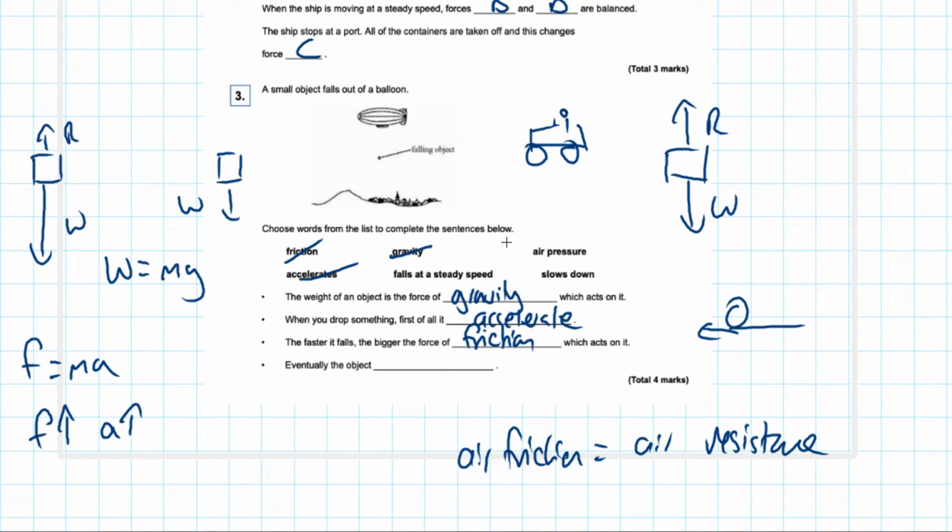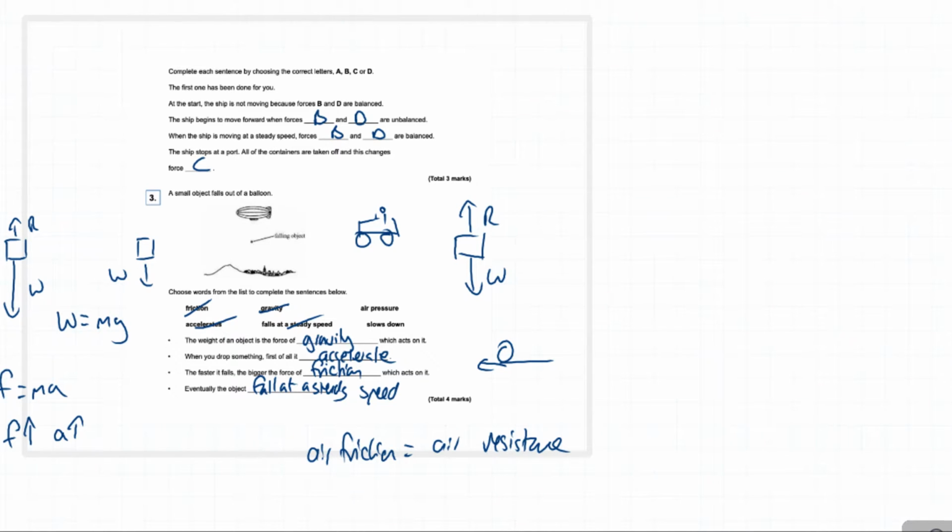So what happens eventually is that the object will then fall at a steady speed. The reason why it falls at a steady speed is because the forces are balanced. So the weight goes down and the resistance is the same. If the resistance was bigger, then it would start to slow down, but what happens is they reach a balancing point where they both are the same, so it falls at a steady speed when both forces are equal. And this sequence you should know.